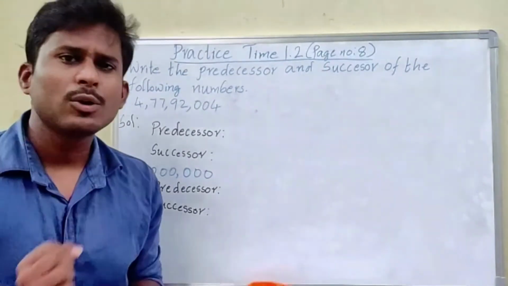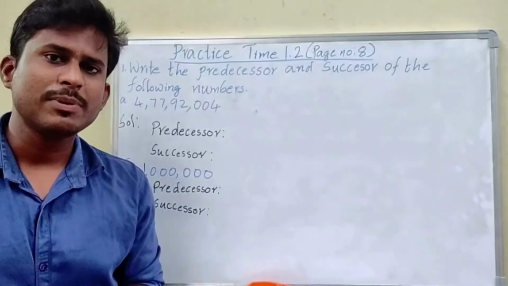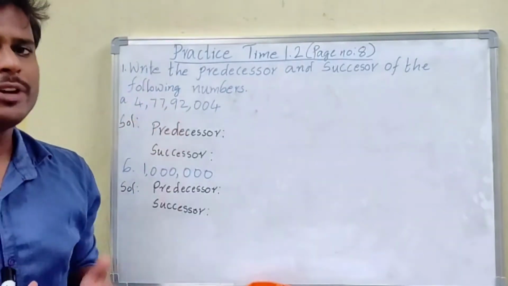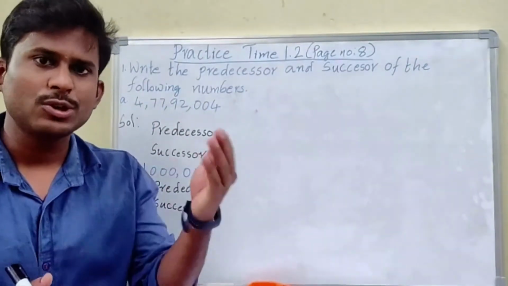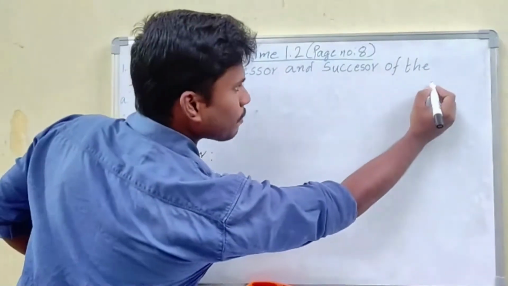First we have to look at the units place, that means the ones place. In the ones place, what digits will be there? We already know there are 10 digits, 0 to 9. If I write like this.